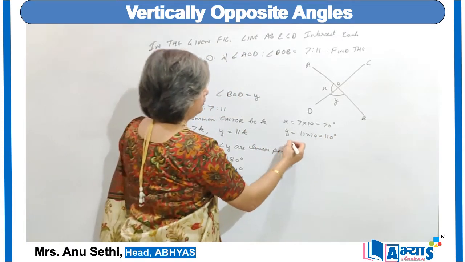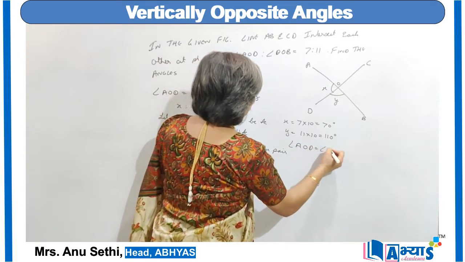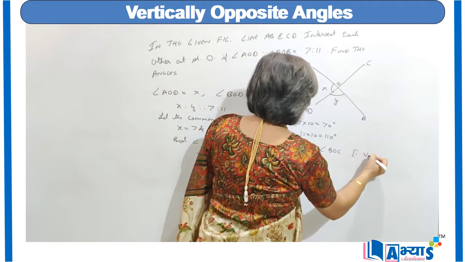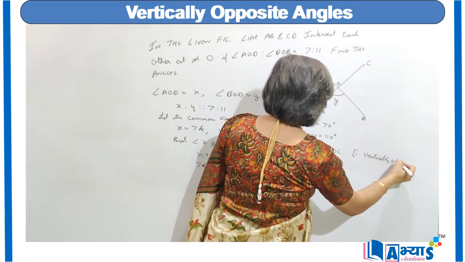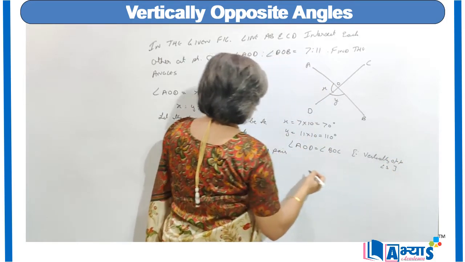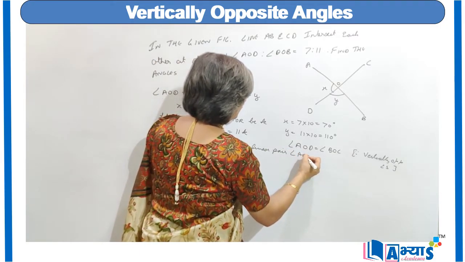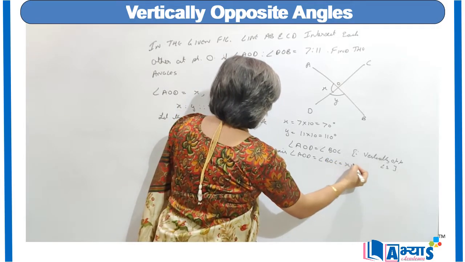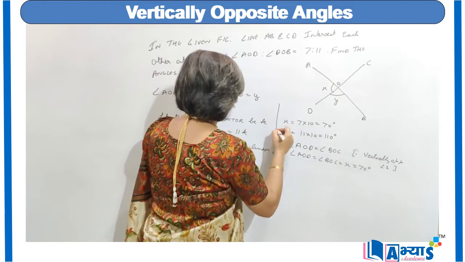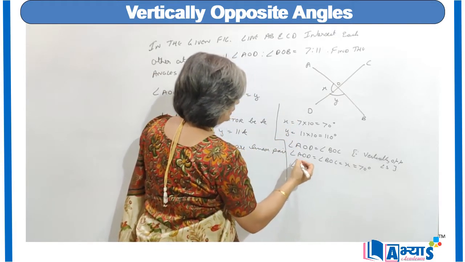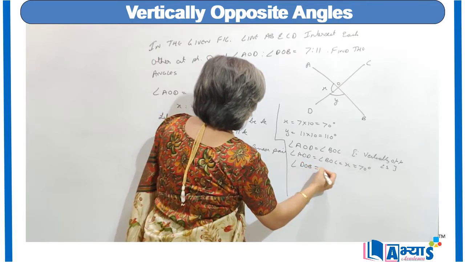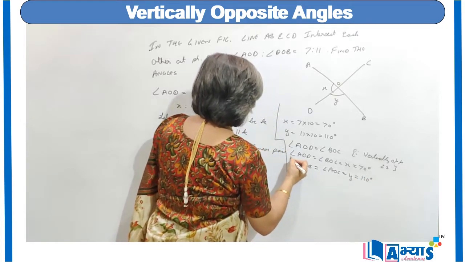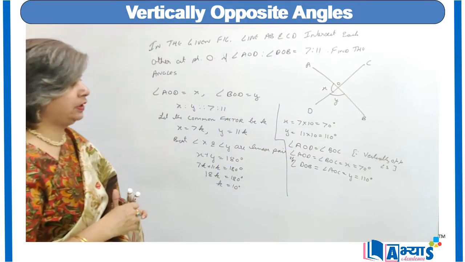Now angle AOD is equal to angle BOC. Reason: because they are vertically opposite angles. So we can say angle AOD is equal to angle BOC is equal to X, that means 70 degrees. Similarly, angle DOB is equal to angle AOC is equal to Y is equal to 110 degrees. So we have found all the angles.